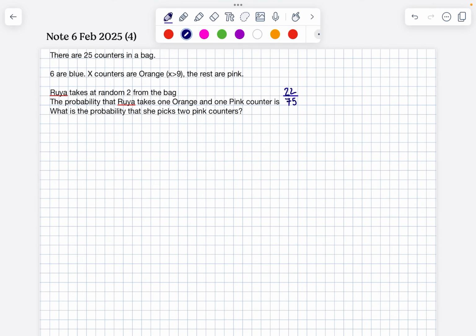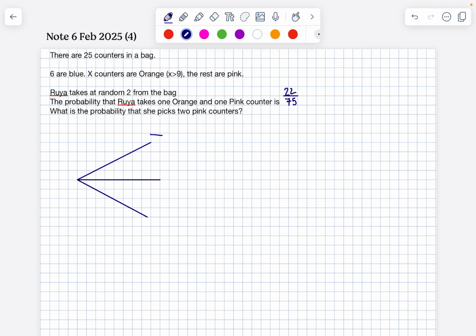Okay, here's a probability question that looks a bit like Hannah Sweets, but kind of has a twist. For a start, rather than the usual 2 options, we've actually got 3 options: 1, 2, 3 options. So there are 25 counters in the bag.